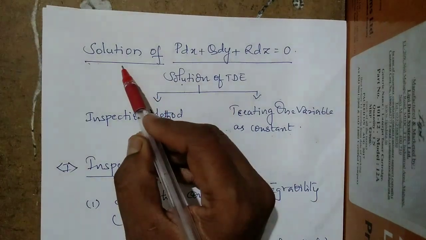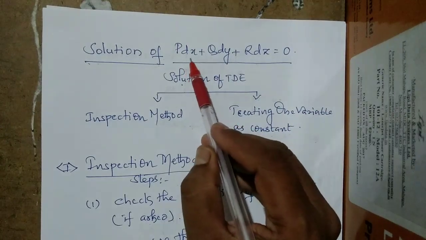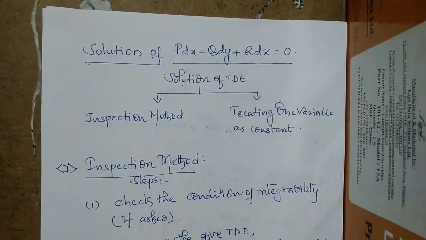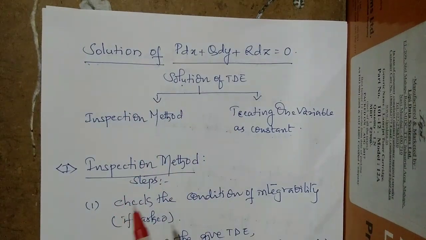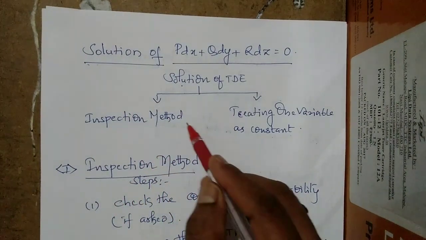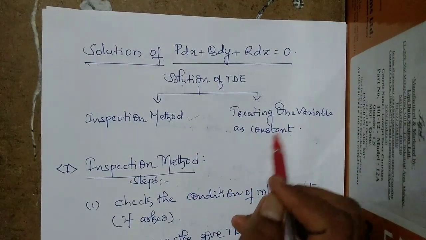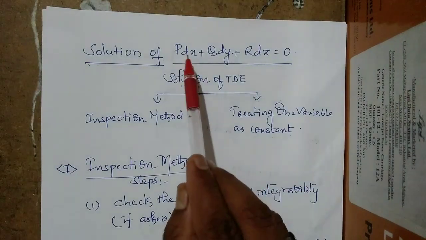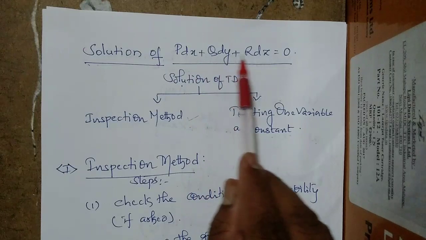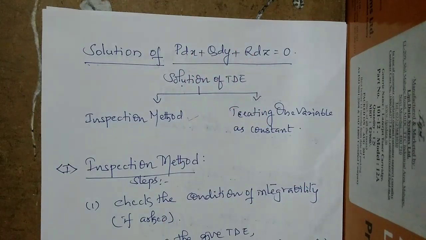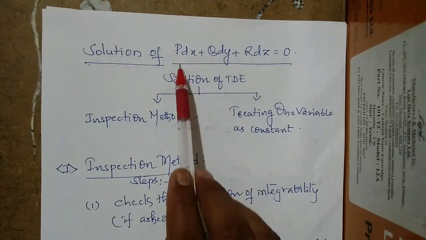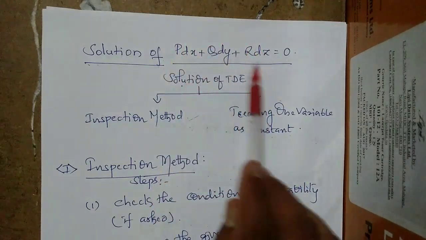Here, the solution of the total differential equation P dx + Q dy + R dz = 0. There are two ways to find the solution. One is the inspection method, another is treating one variable as constant. So here three variables are there: P dx, Q dy, R dz. Among these three variables, we have to treat one variable as constant and follow the steps of solving the total differential equation. One can find the solution of the total differential equation of this form.